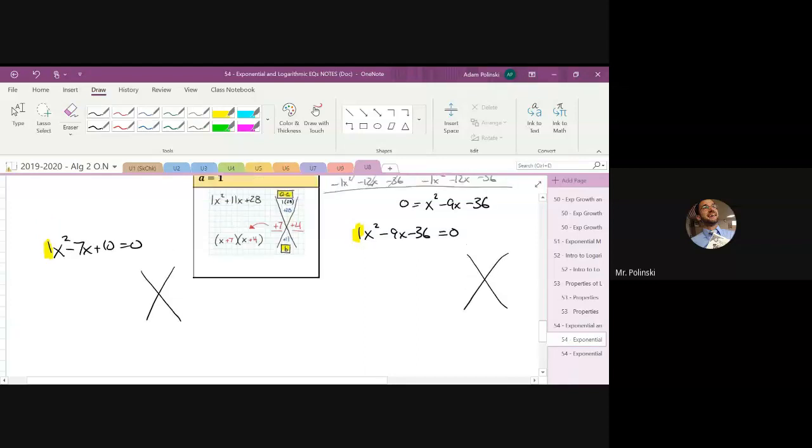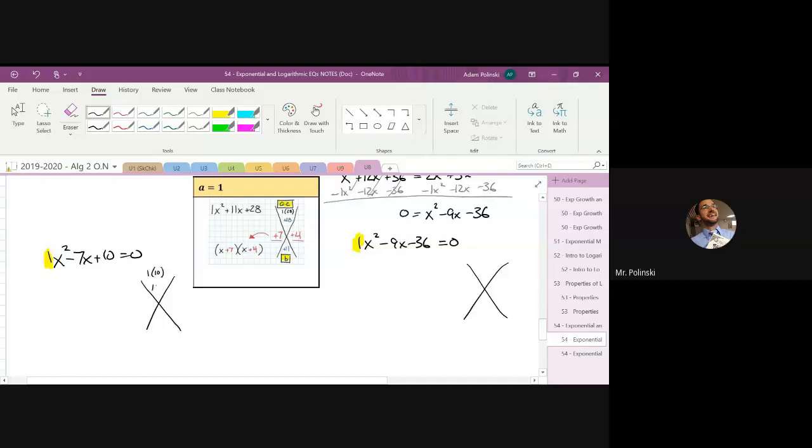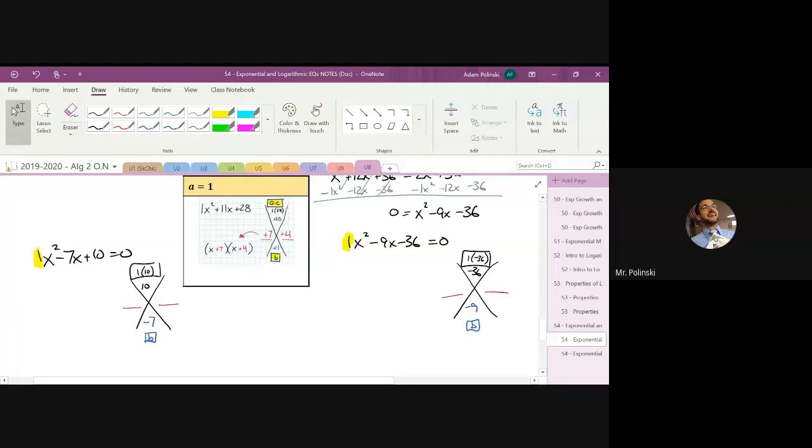If we remember how to do our factoring, we do a times c, so that's 1 times 10, which is 10. Here we're doing 1 times -36, which is -36. That's what we're looking for. And our value in the bottom is going to be our b value, which in this case is -9, and here it's -7. So what are two numbers that multiply to give us 10 but add up to -7? And what are two numbers that multiply to give us -36 but add up to -9? In the first one, we have -2 and -5. In this other one, we have -12 and positive 3.